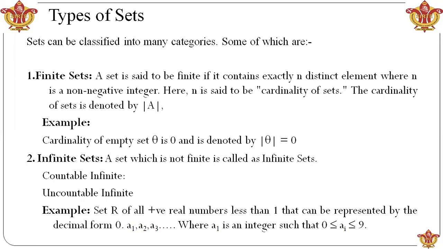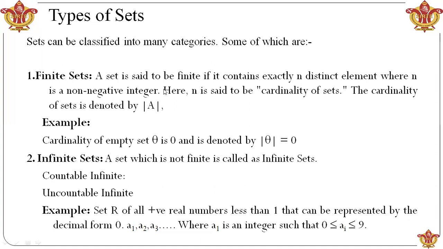A finite set contains exactly n distinct elements, where n is a non-negative integer. Here n is said to be the cardinality of the set, and the cardinality of a set is denoted like this. Let's take one example. The cardinality of the empty set is 0, which is denoted like this.